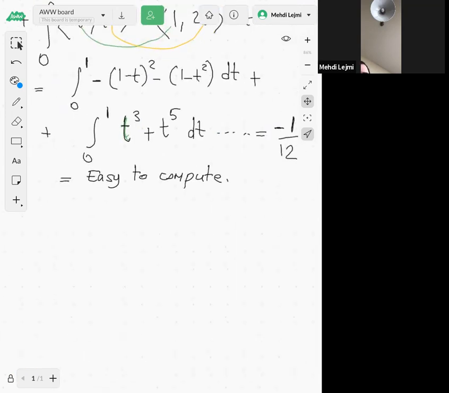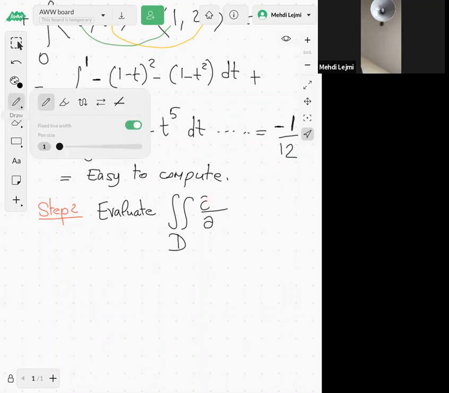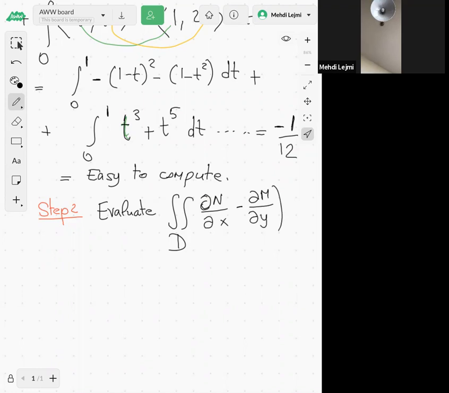So in step number 2, we're going to evaluate the double integral over D of partial n, partial x minus partial m, partial y, dx dy. Oops, it's partial n here. Anyway, what's n and m?